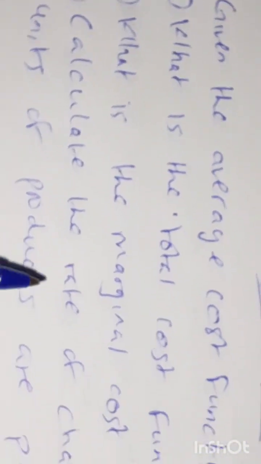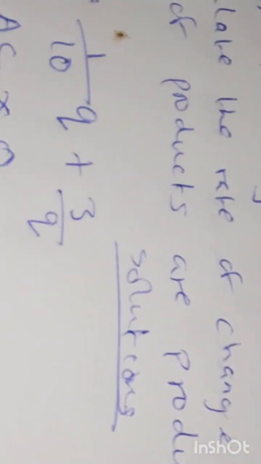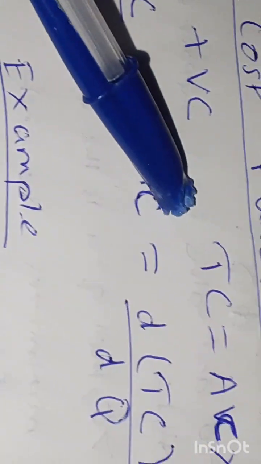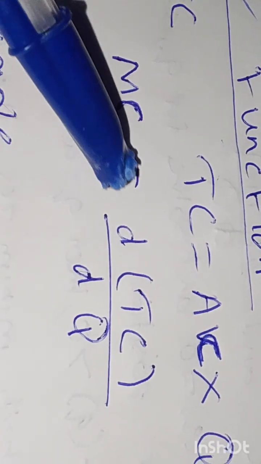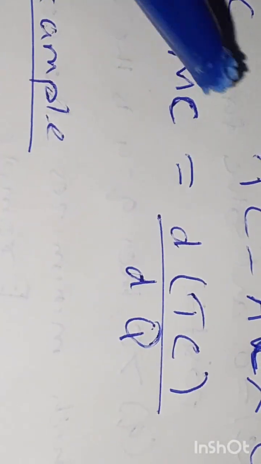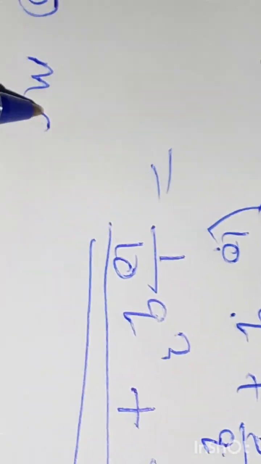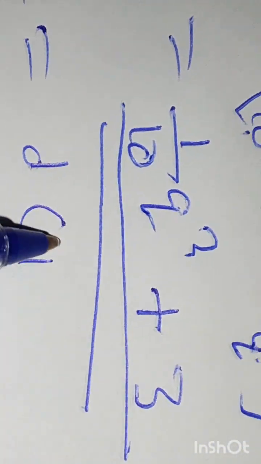Then we move on to B. B is saying, what is the marginal cost function? From the formula above, marginal cost is equal to the differentiation of total cost. So if we differentiate total cost, we're going to have the marginal cost. So let's do example B. Let's differentiate this function. This is 1 over 10Q squared; in short, it's the same as Q squared over 10.